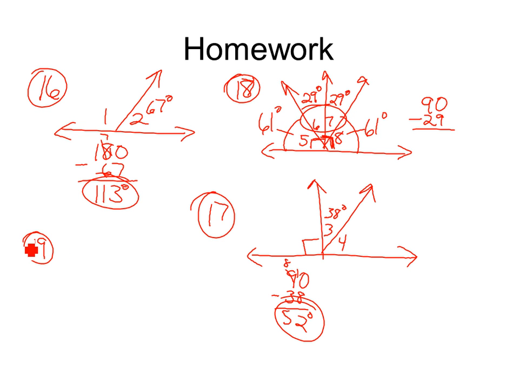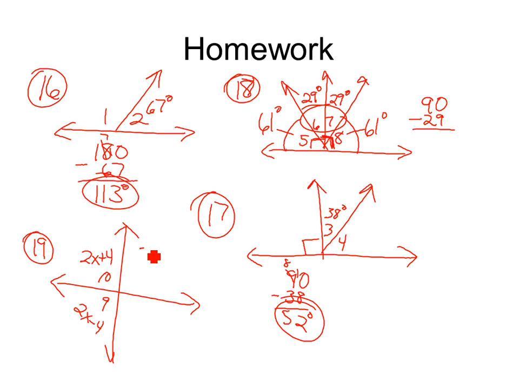Number 19. They tell us that angle 9 is 2x minus 4. Angle 10 is 2x plus 4. What do you know about angle 9 and angle 10? Which one is it? Supplementary or complementary? Supplementary. They add up to 180. So what equation can I set up? 2x plus 4 plus 2x minus 4.